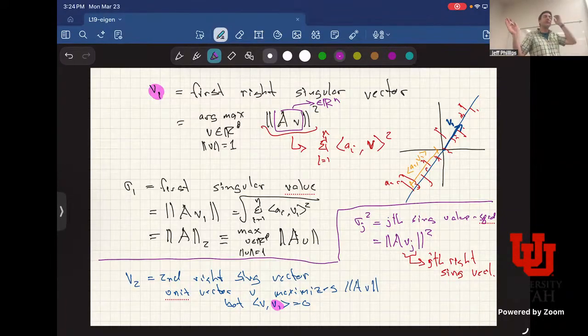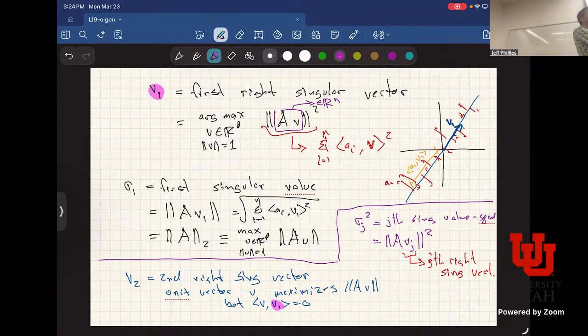Remember, all the singular vectors have to be orthogonal to each other. And so for V2, I want to maximize the direction with the most variance, but it has to be orthogonal to the first one. And when I talk about Vj, Vj has to be orthogonal to the first j minus 1 of them. And then of everything that's left, it has to maximize it.